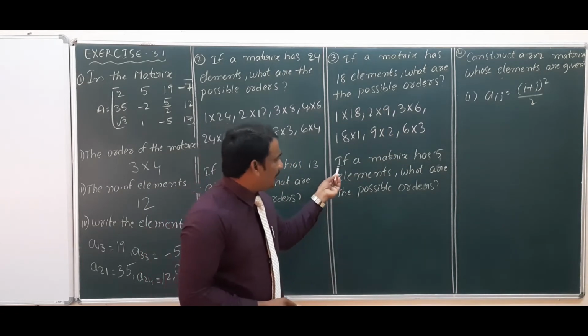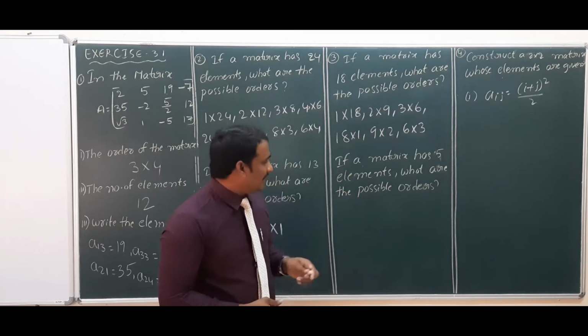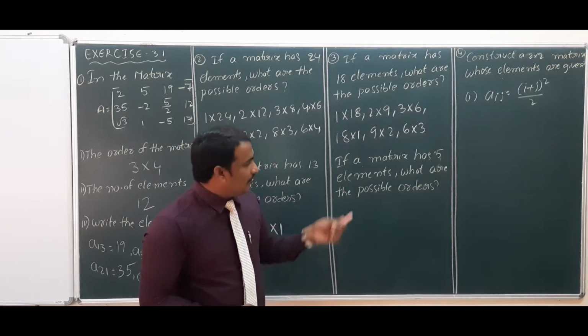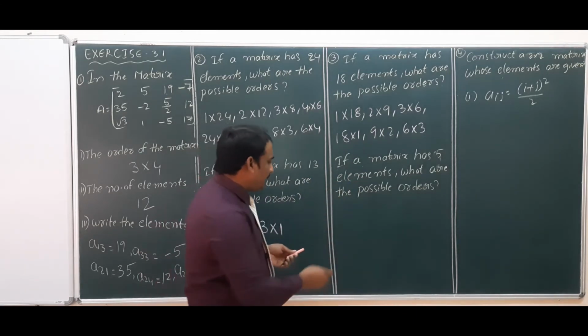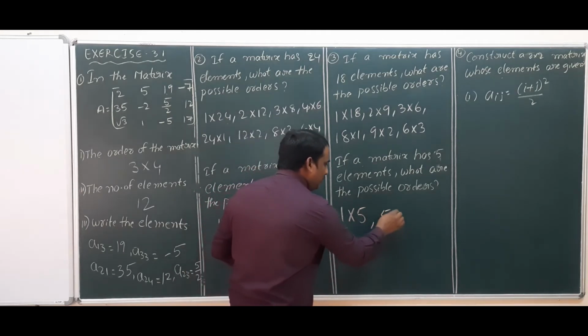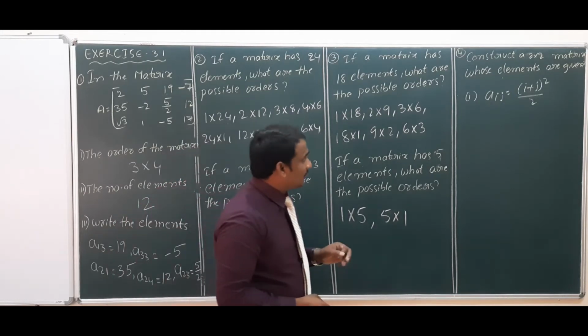Next one. If a matrix has 5 elements, what are the possible orders? 5 is a prime number. What are the possible orders? 1 by 5 and 5 by 1. Only two possible orders.